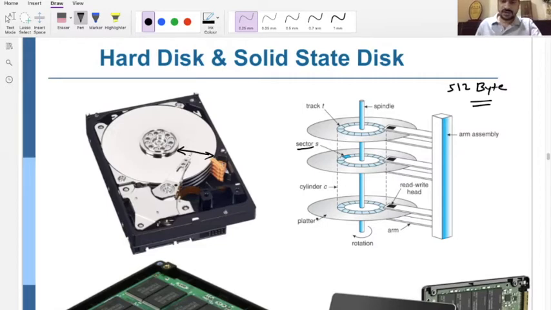So as I told you, this is a platter, track, sector, and when we combine all the circles of that particular same position of all the disks, that is called a cylinder. If we combine a particular location of the circle across all the disks, it looks like a cylinder, that's why it is called cylinder.